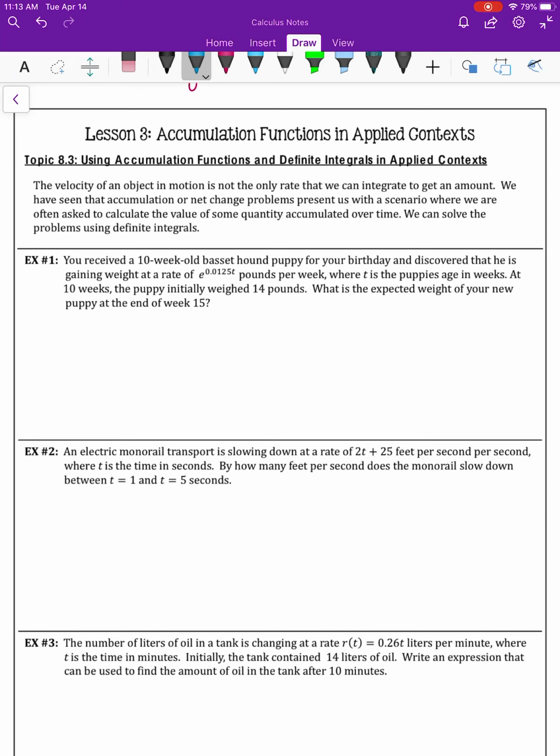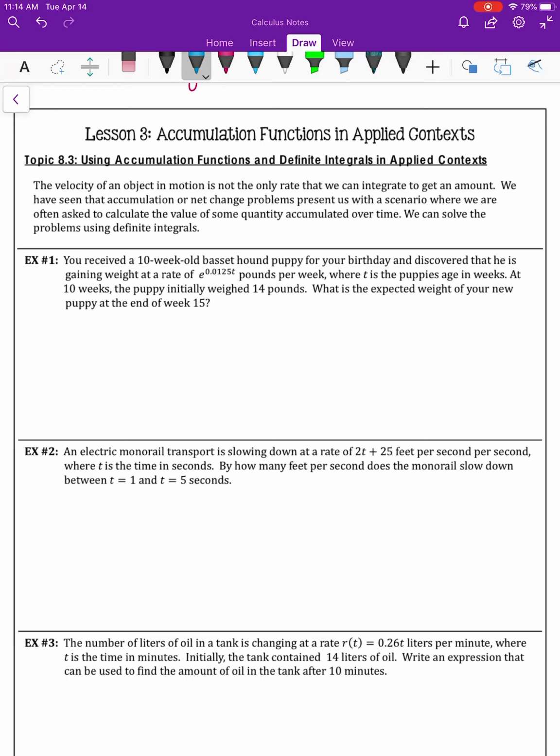Lesson 3, Accumulation Functions in Applied Contexts. The velocity of an object in motion is not the only rate that we can integrate to get an amount. We have seen that accumulation or net change problems present us with a scenario where we are often asked to calculate the value of some quantity accumulated over time. We can solve the problems using definite integrals.